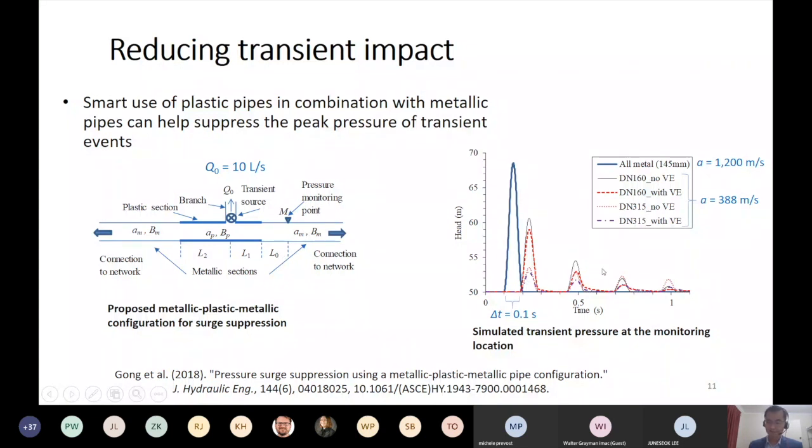So there is a question for all of you to think about after this. Here we just presented a smart use of plastic pipe in combination with metallic pipe. So what if there is not-so-smart use of pipes that are made of different materials or with different impedance?